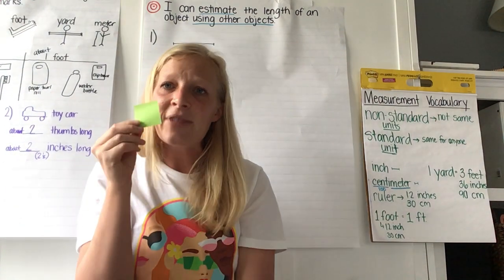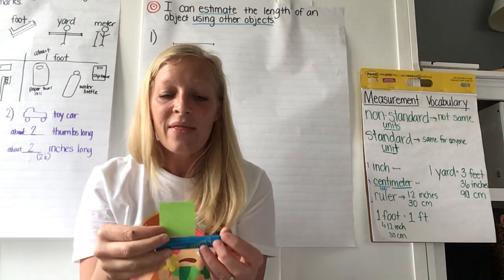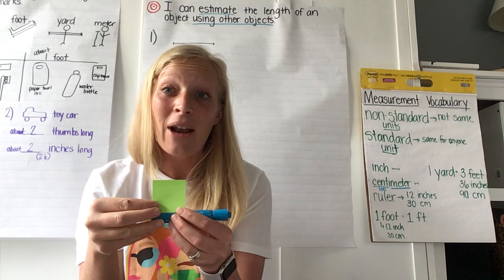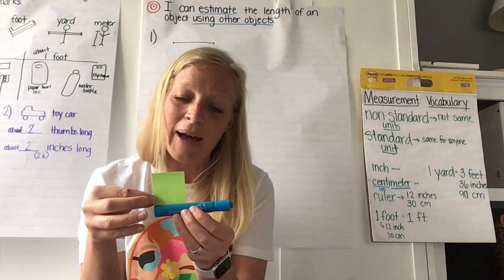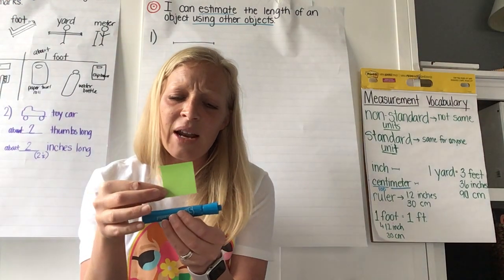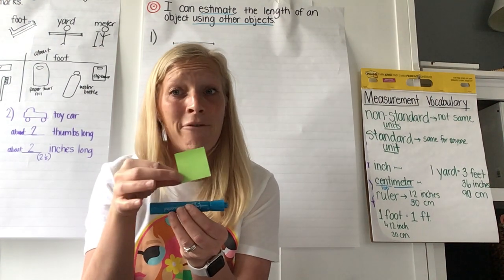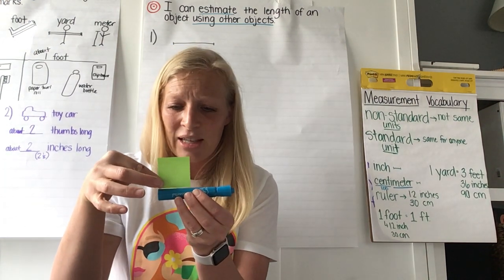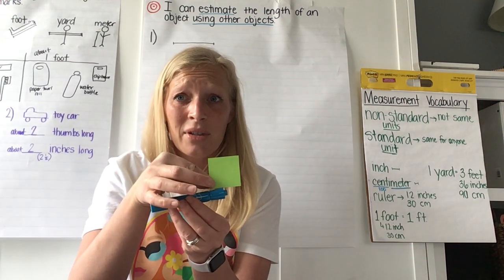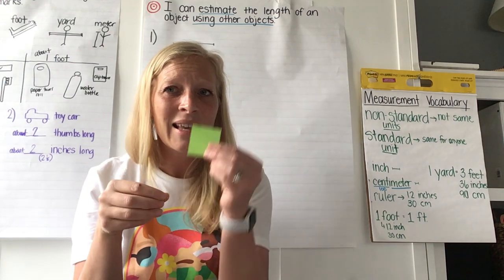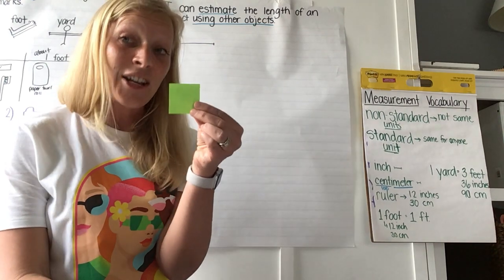Now, if I know that this Post-it note is 2 inches long, then I can make a guess about how long my marker is. So if my Post-it note is about 2 inches long, then I think that my marker is a little more than 4 inches long. It might even be about 5 inches long. And I say that because it looks like I can get 2 full Post-its here and 1 part Post-it. So I'm going to guess that my marker, my estimate, okay, not just any estimate, an educated estimate.